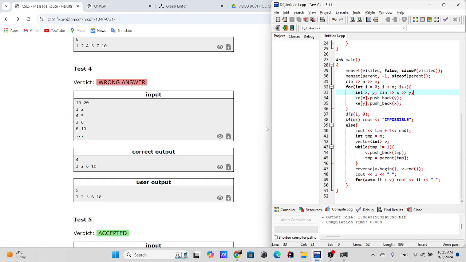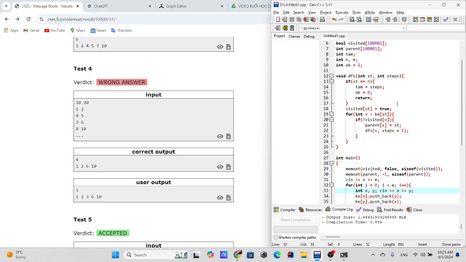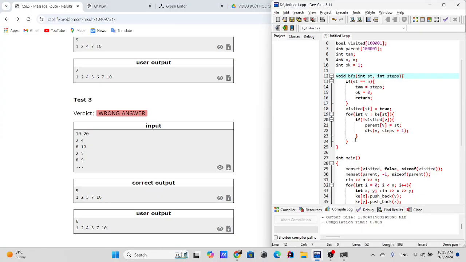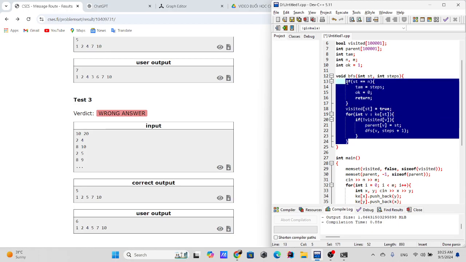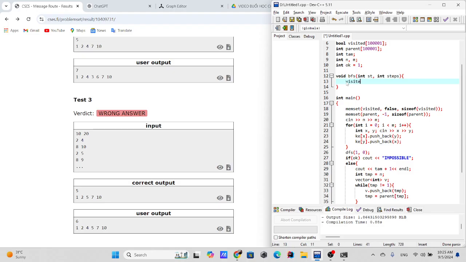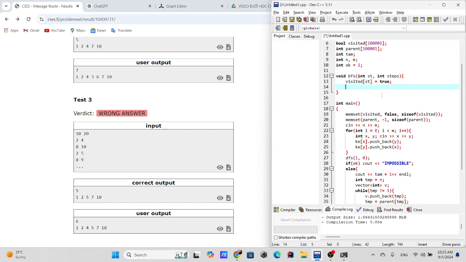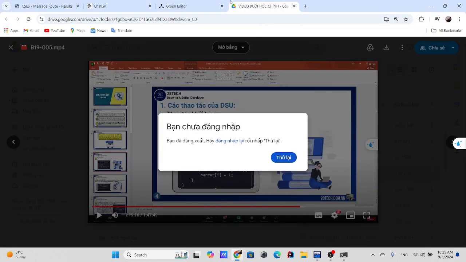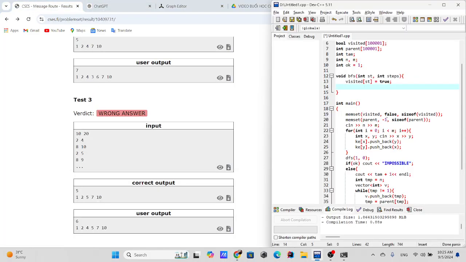Oh, we should use BFS, right? We should use BFS, not DFS. My bad, my bad. Shit. Let's do it again. We should have used BFS, right? Q, right? How about a Q?